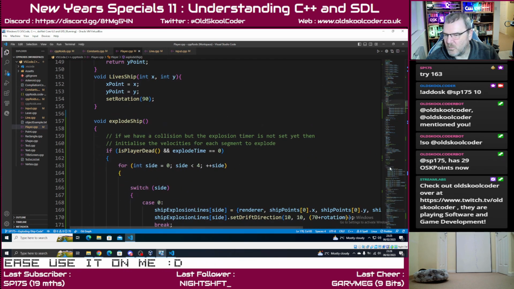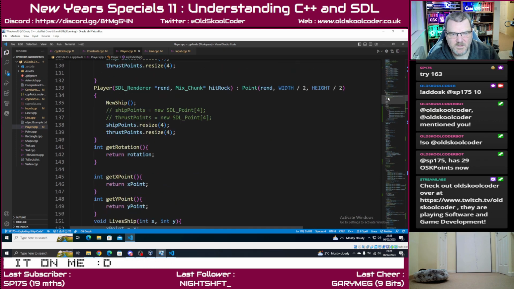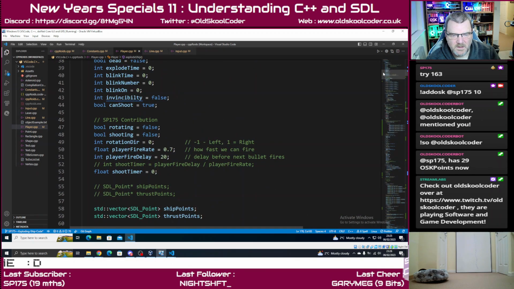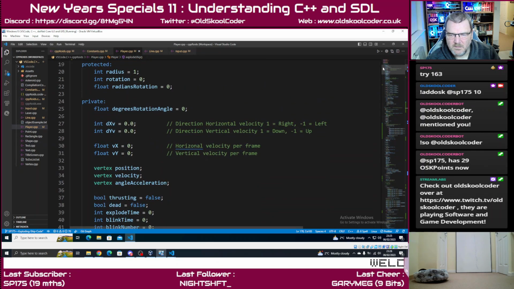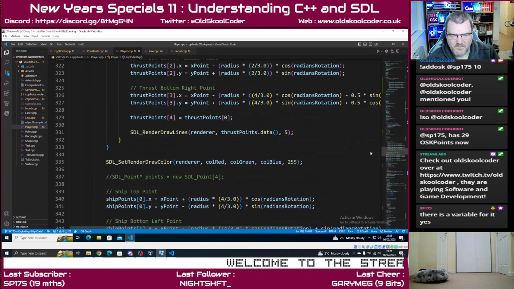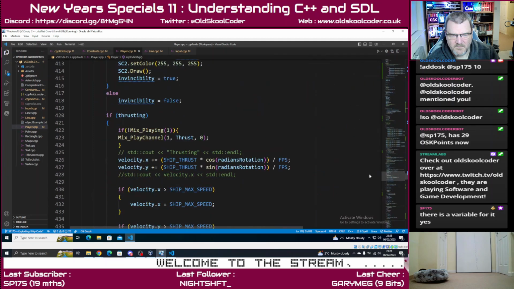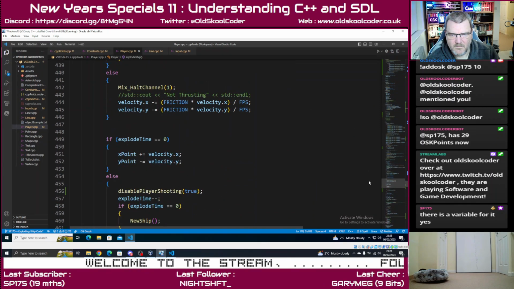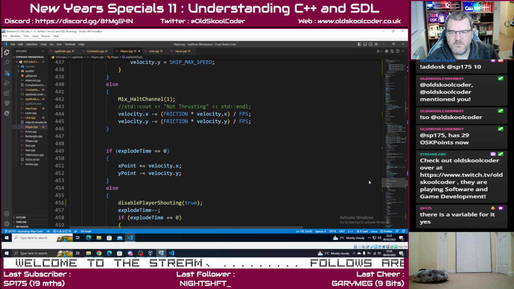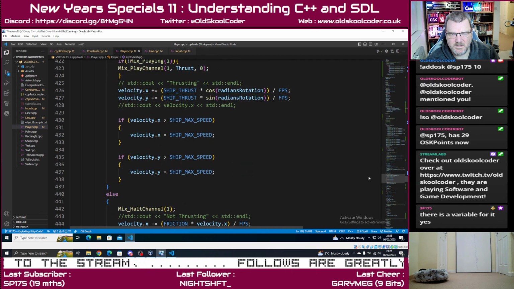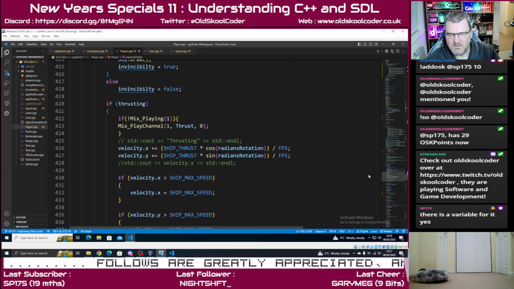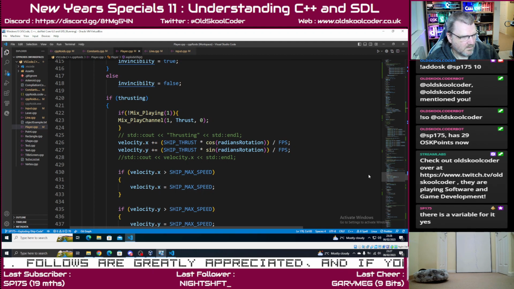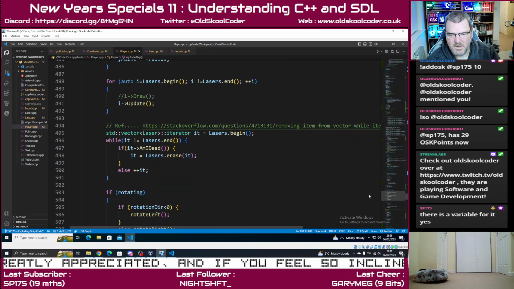Now, I'm sure we have the velocity somewhere, don't we? VX. It's VX, yeah? Oh no, it's there. It says there, isn't it? Velocity.x. Velocity.x. So that's what we need.